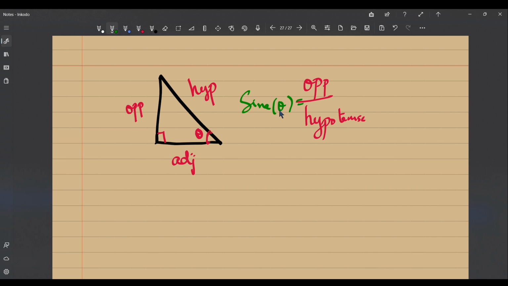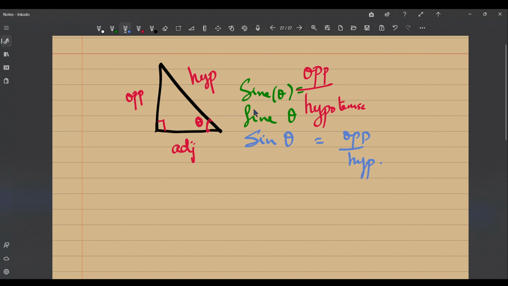So sine of theta is not sine multiplied by theta, or a product of sine and theta. It is sine which is dependent on theta. So sine of theta, or just sine theta, is the short form which we use. So sine theta is equal to opposite by hypotenuse. So this is one ratio, and the next one which was named was cos theta, or cosine theta. Cosine theta, shortly called cos theta, is equal to the adjacent side by hypotenuse.